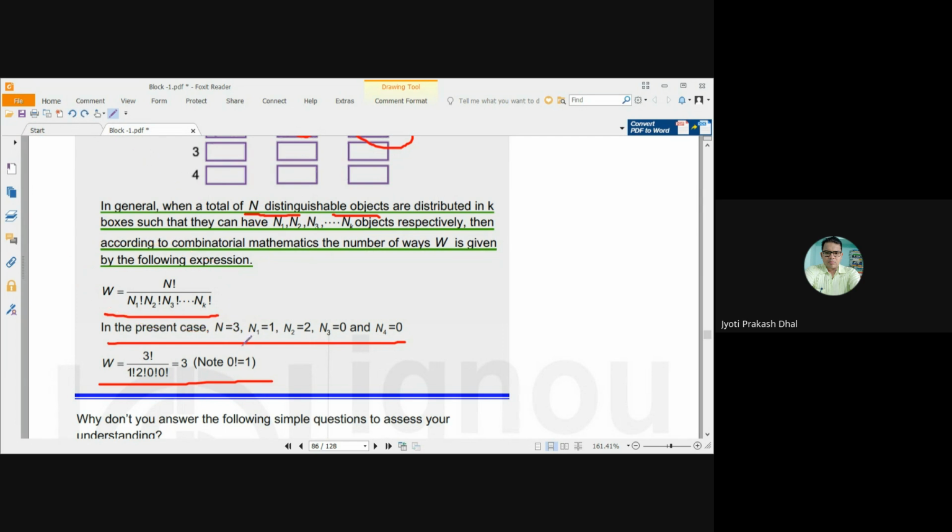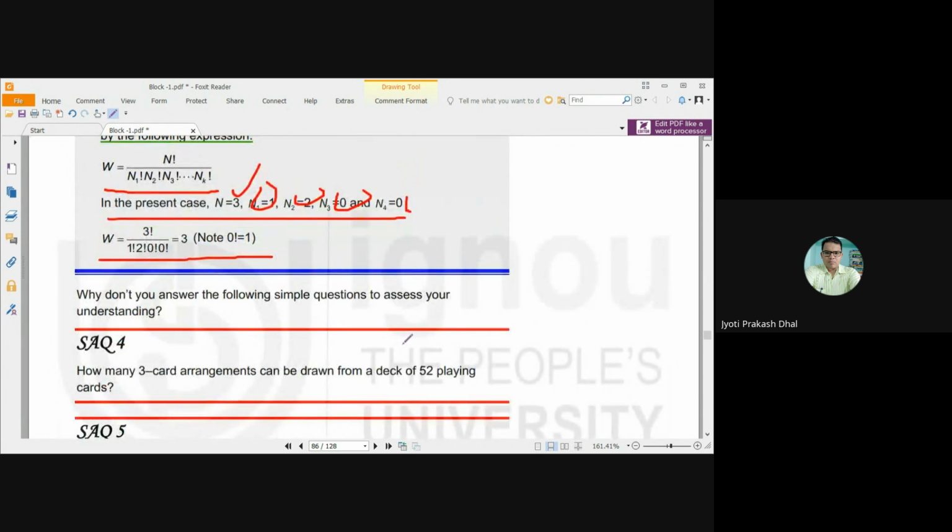So in the present case, you have n equals 3, n1 equals 1 and n2 equals 2, n3 equals 0, n4 equals 0. So W equals 3 factorial divided by 1 factorial into 2 factorial into 0 factorial into 0 factorial.